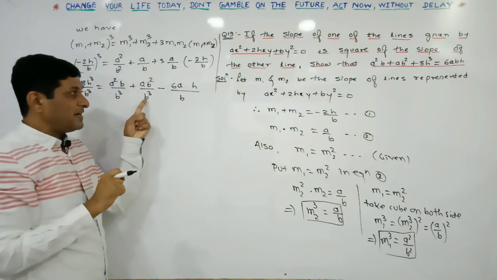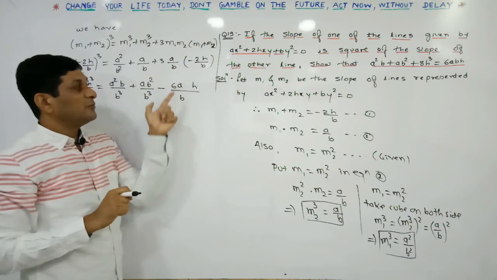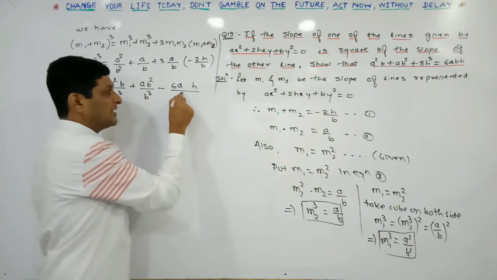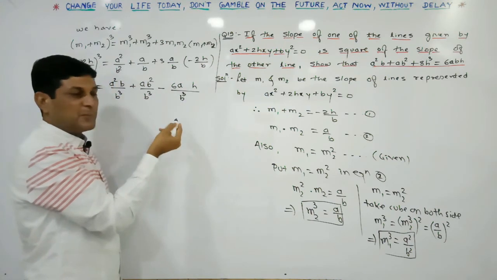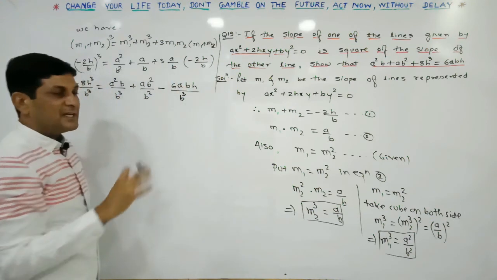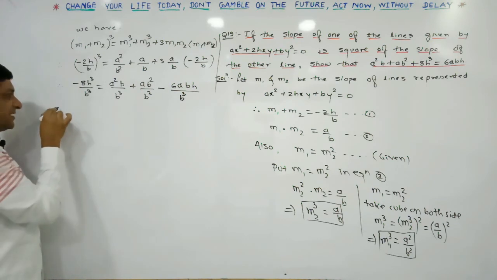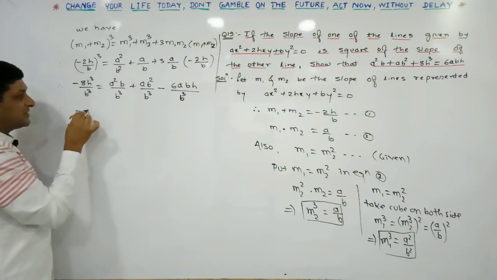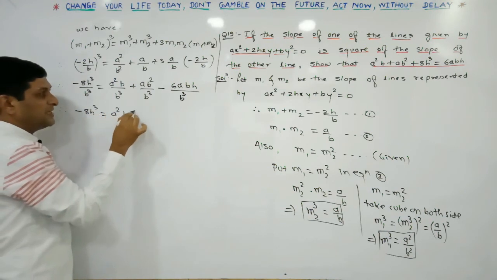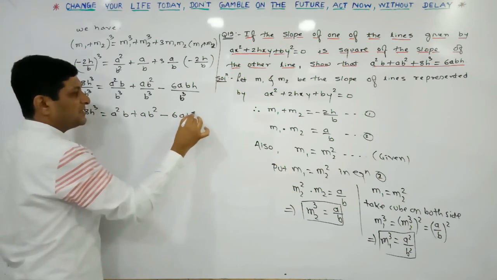But what will we require in the denominator? B cube. As it stands, b square is in the denominator, we will require b cube, so we have to multiply the denominator by b, to get b cube. And since we are multiplying the denominator, that's why we are multiplying the numerator also by b. So now we are able to cancel b cube from the denominator of both sides. So here the remaining term is minus 8h cube is equal to a square b plus a b square minus 6abh.